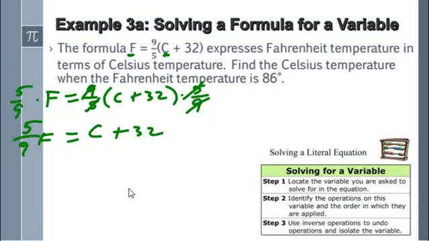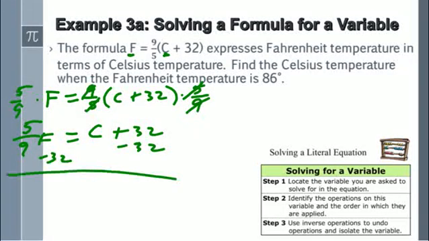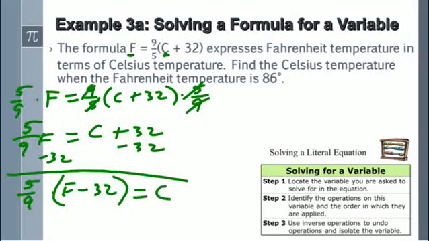So now we're going to subtract 32 on both sides. So now we have 5/9 times the Fahrenheit temperature minus 32 equals Celsius. And this is the formula that we had in our previous problem. So now let's plug in 86 for Fahrenheit.